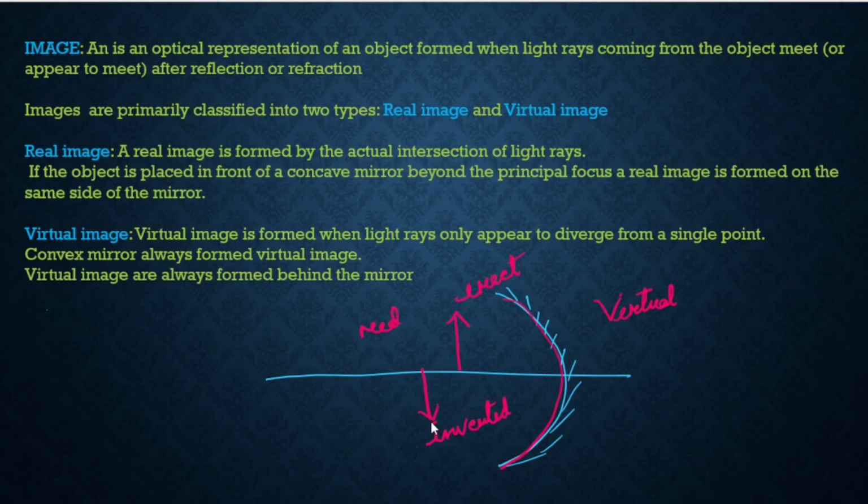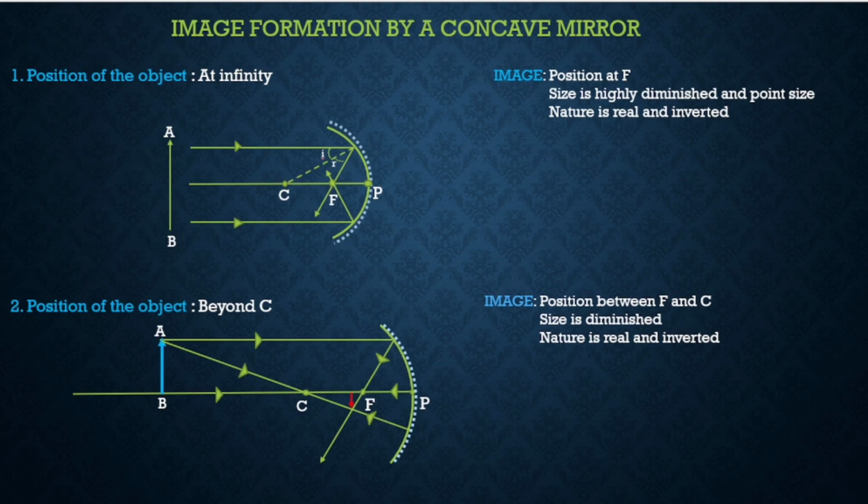Again I'm repeating. If the image is formed in front of the reflecting surface, then it is a real image. Behind the reflecting surface, it is a virtual image. If the image is above the principal axis, it is erect. If it is below the principal axis, it is an inverted image. Now we will discuss the location, size and nature of the image.